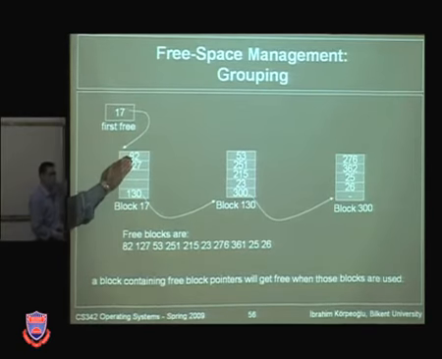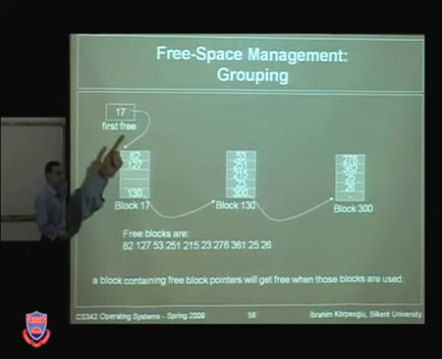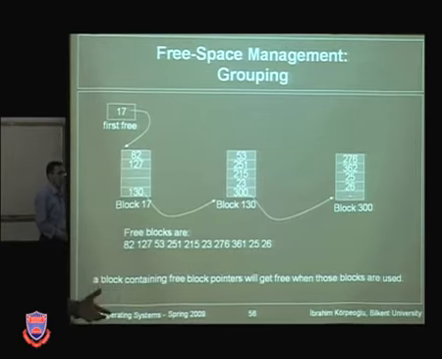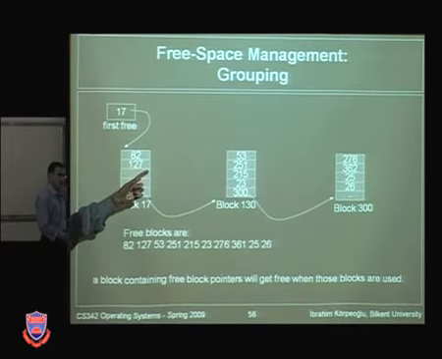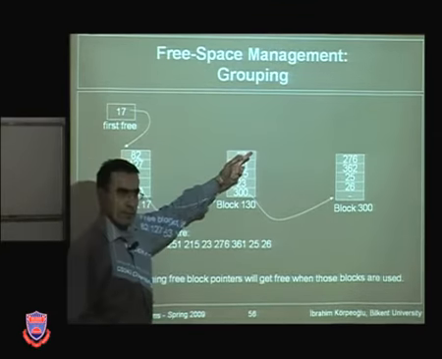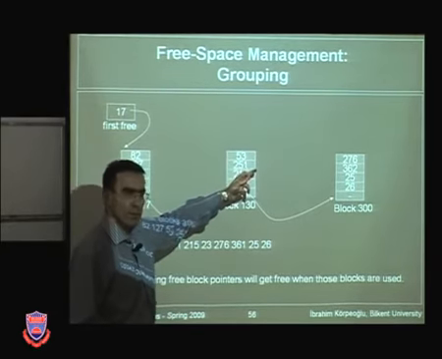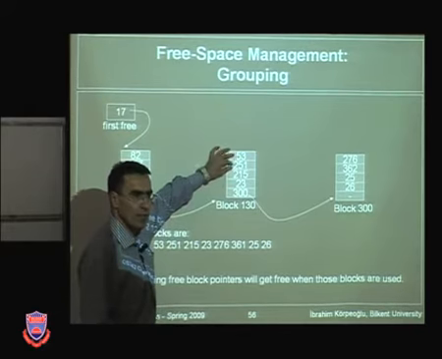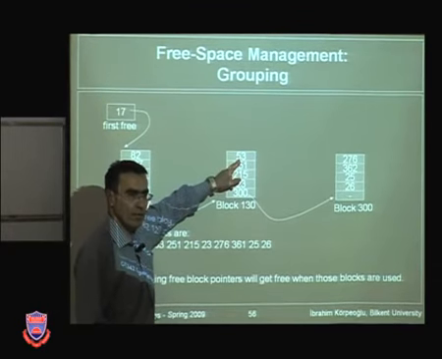So now that will be used. So 82 will be removed from here, okay? Then next time I will allocate another one, and so on. So I will have some empty slots here into which I can put a free block address.